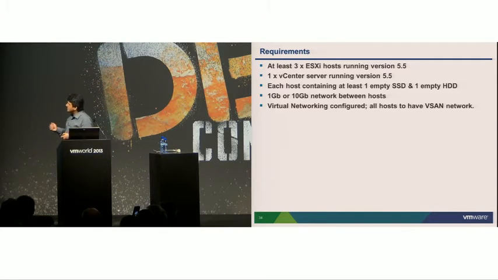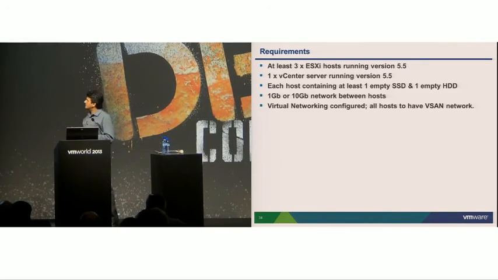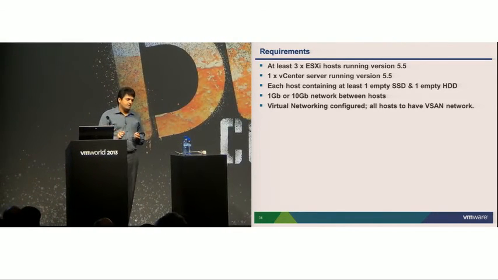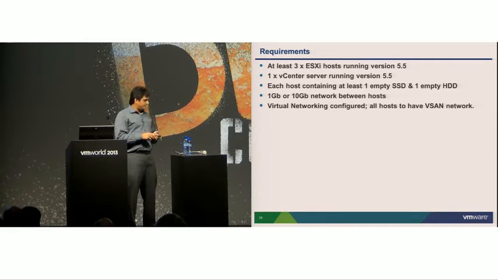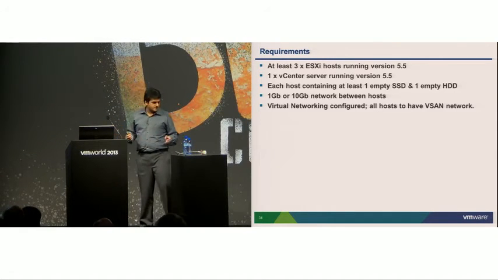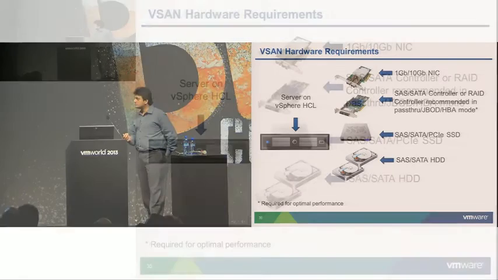We will assume that the virtual networking is configured before vSAN is turned on or configured, and all the hosts that are participating in vSAN need to be on the vSAN network. Okay. So as far as hardware requirements go, as I said, a 10 GigE NIC is required on each host.